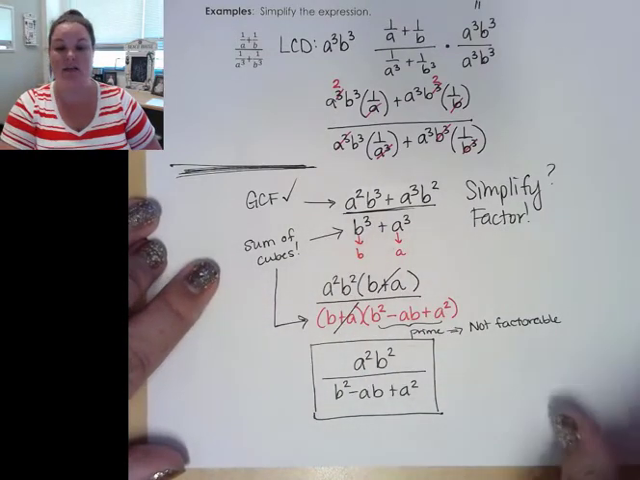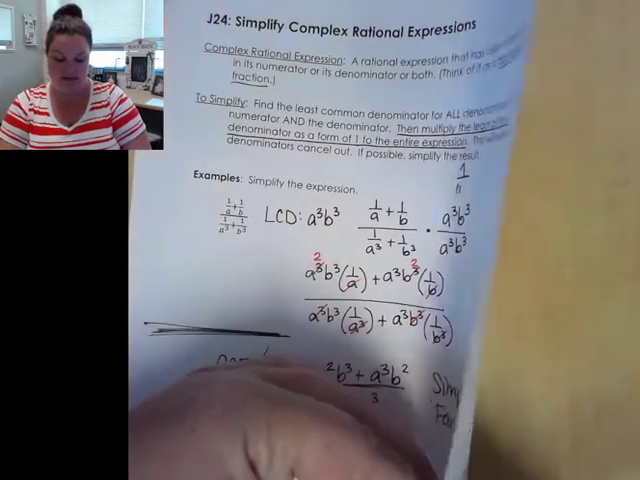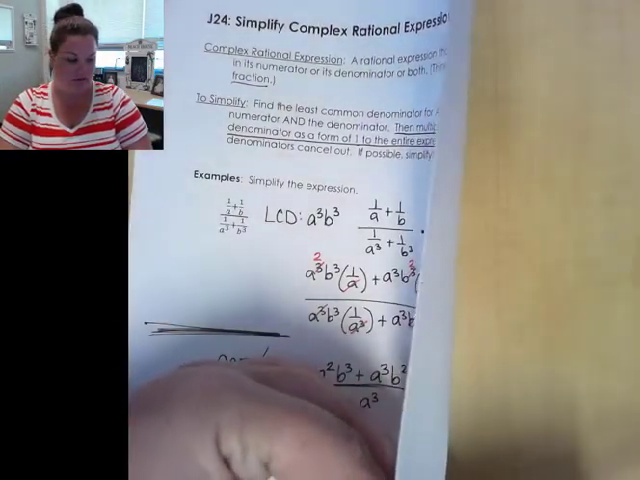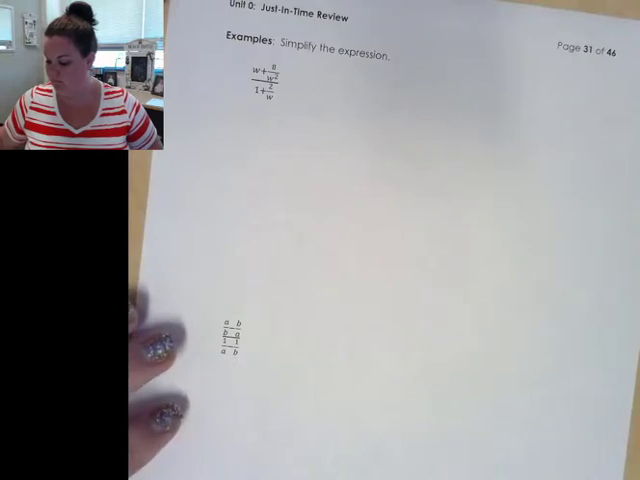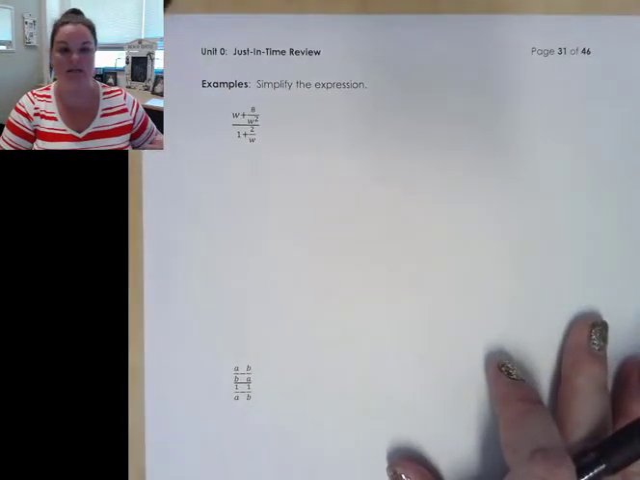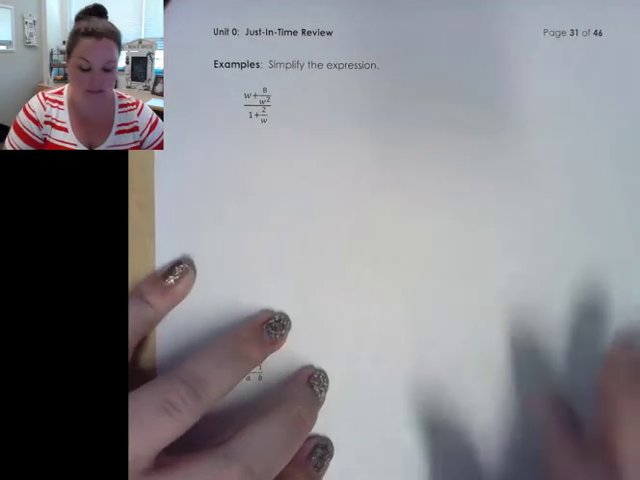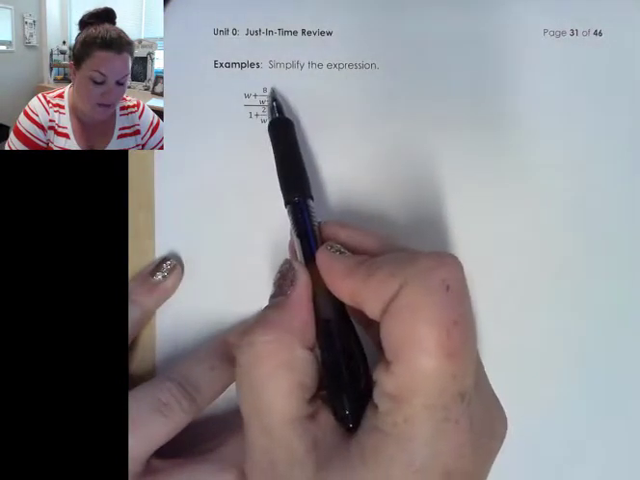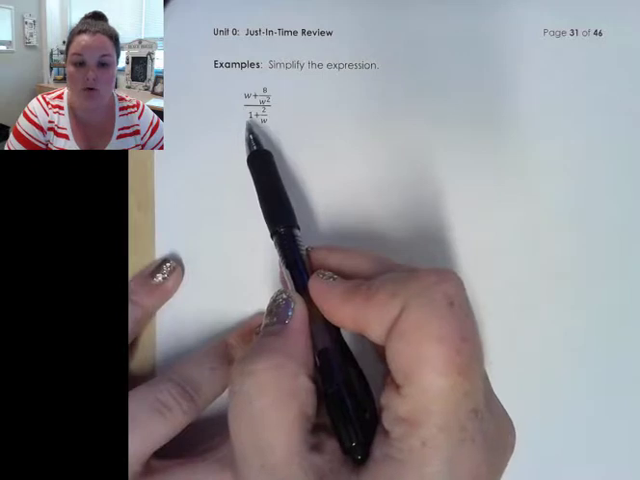Okay, let's look at another one, see if we can get the hang of it. Let's look at this one. This one is w plus 8 over w squared, all over 1 plus 2 over w.